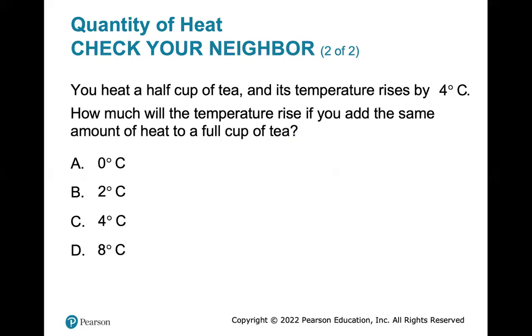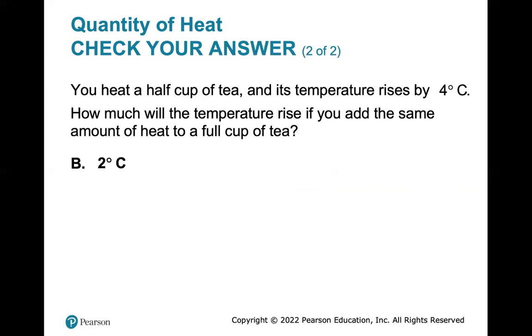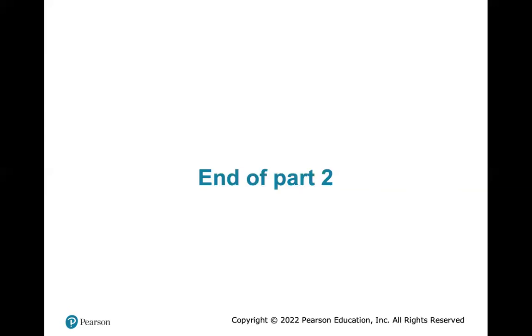Okay, you heat a half cup of tea, and its temperature rises by 4 degrees C. How much will the temperature rise if you add the same amount of heat to a full cup of tea? Well, if a half cup of tea rises by 4 degrees, the full cup will go half as much. So it's going to go 2 degrees. And there you go, 2 degrees. And that's the end of part two. So it's a short little section.